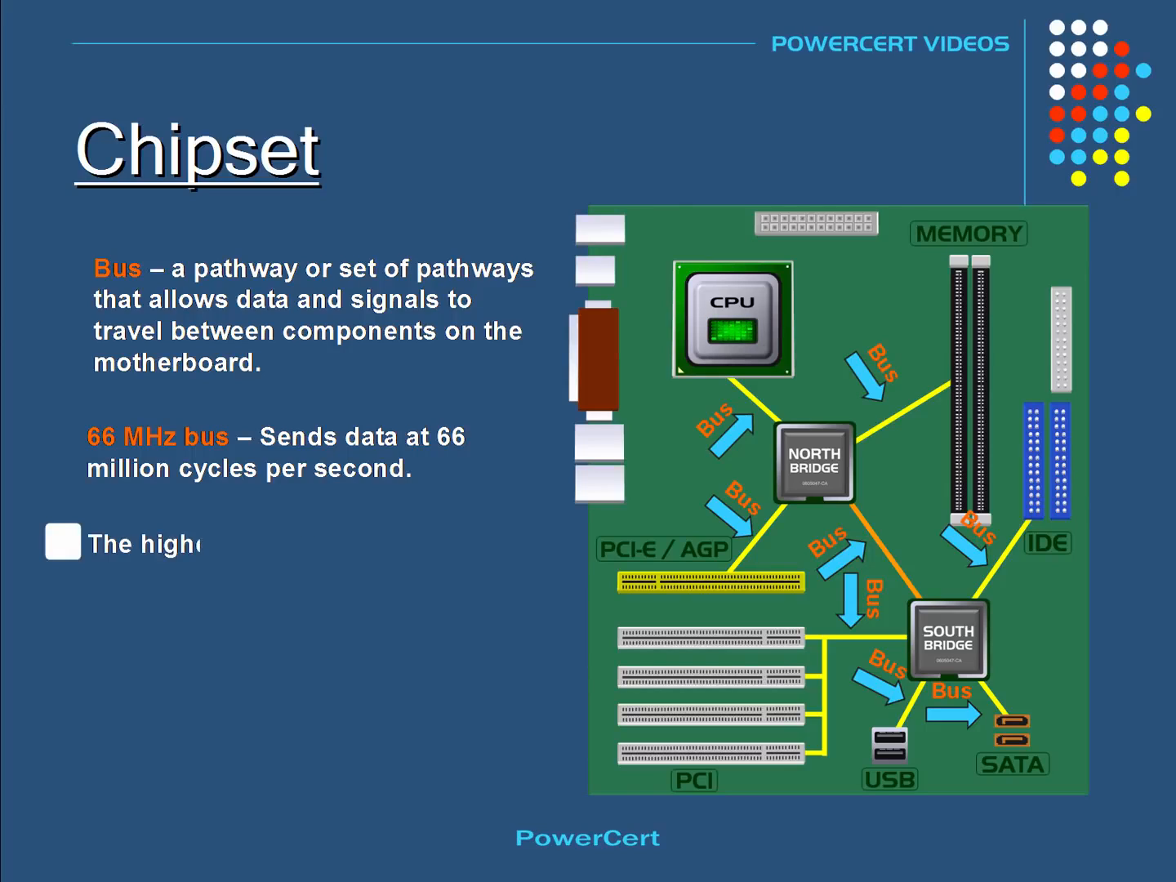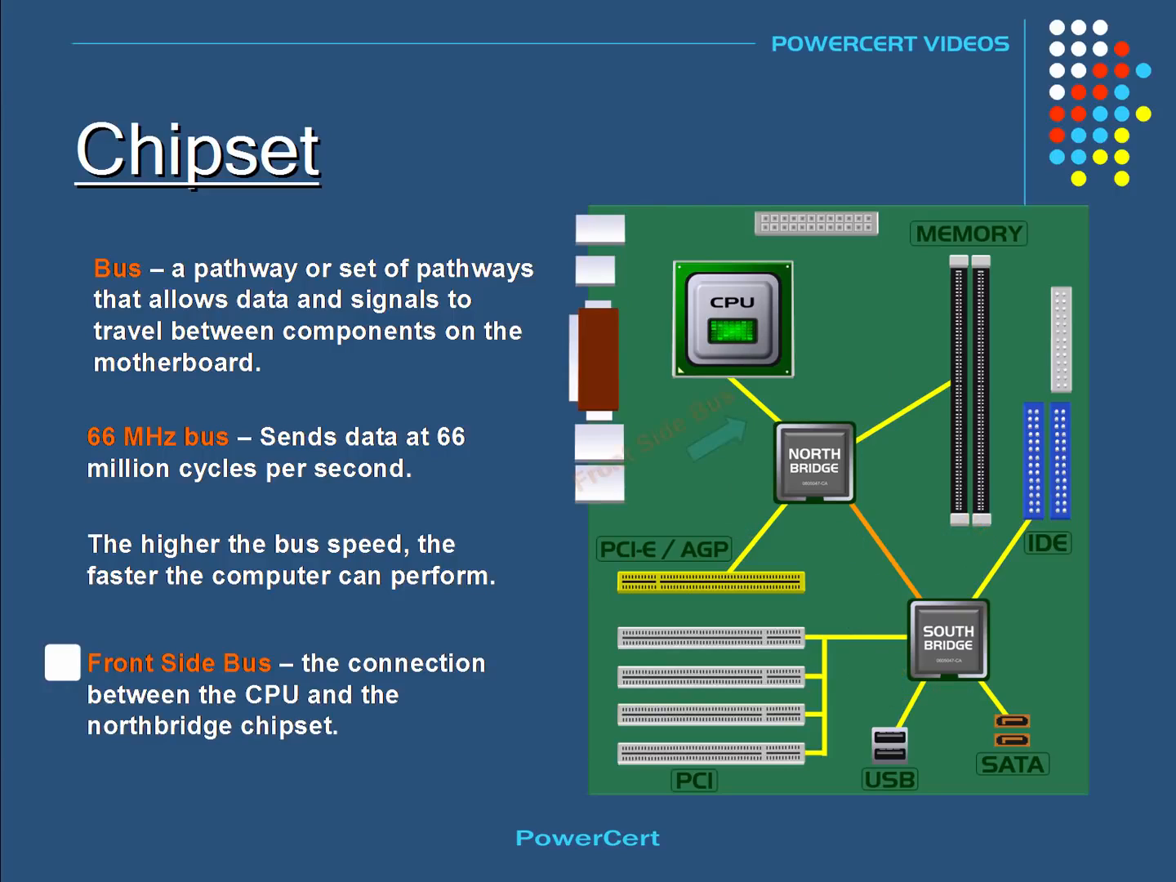The higher the bus speed, the faster the computer can send data, which improves the performance of the computer. A motherboard's bus speed generally refers to the speed of the front side bus. The front side bus is the connection between the CPU and the North Bridge chipset.